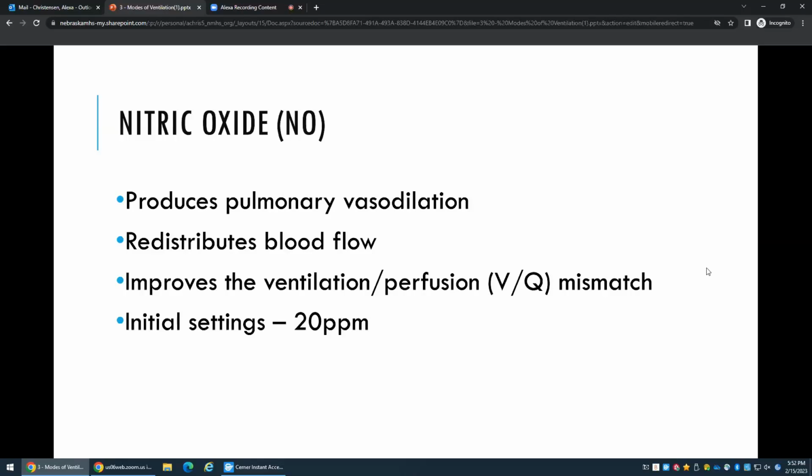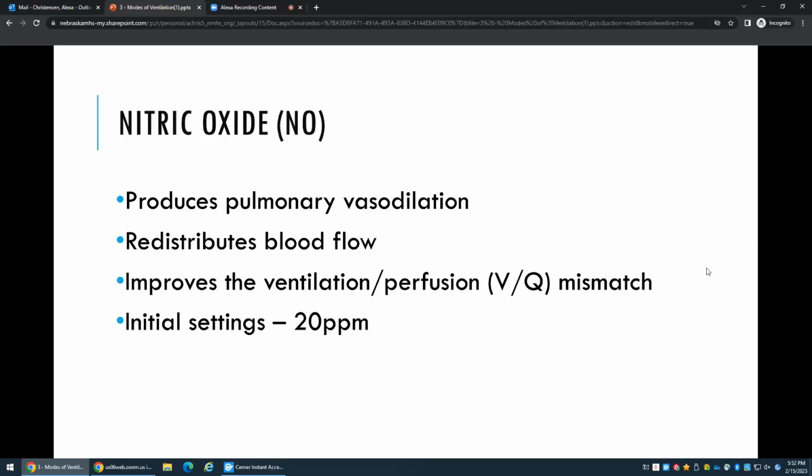Okay, so it produces pulmonary vasodilation. It redistributes the blood flow, maximizes gas exchange, and improves that VQ mismatch. That's associated with hypoxic respiratory failure or PPHN, sepsis, pneumonia, whatever. Always going to start at 20.